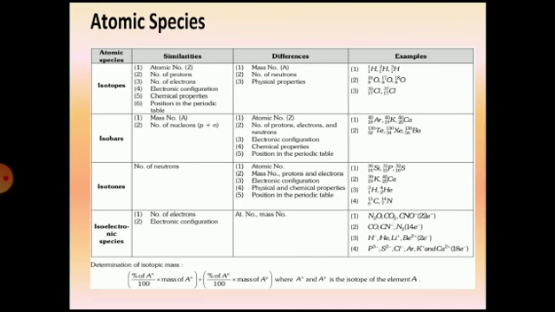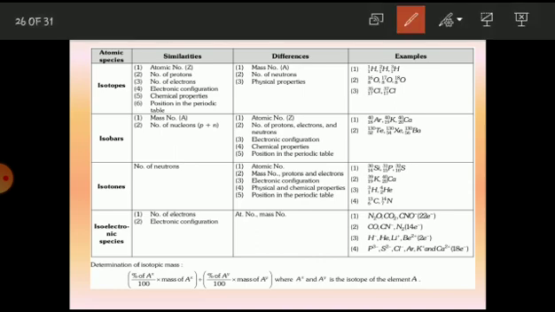Now based on the atomic number and the mass number, we are having the various atomic species. The first one is isotope. So what is meant by isotope? It is very simple. The isotope is one whose atomic number is same but mass number is different. Or we can also say that the isotope is one whose number of protons are same but number of neutrons are different.